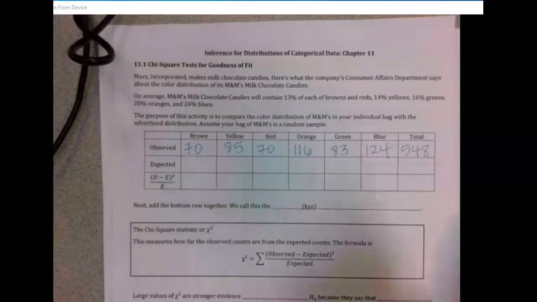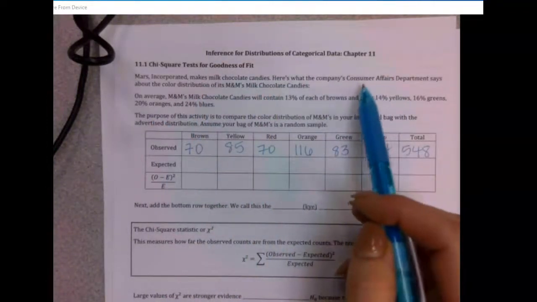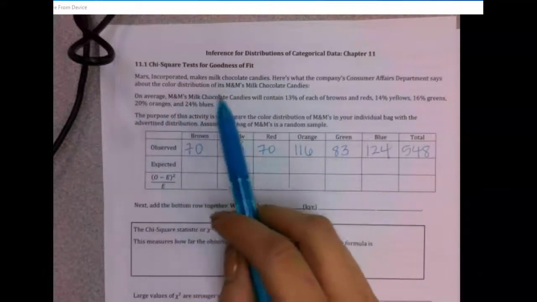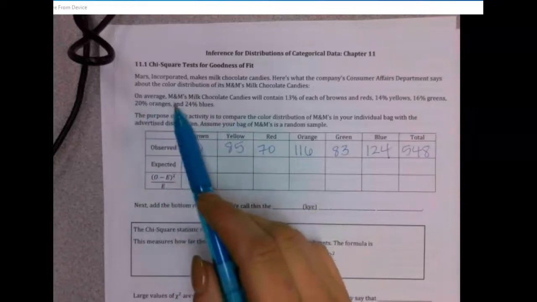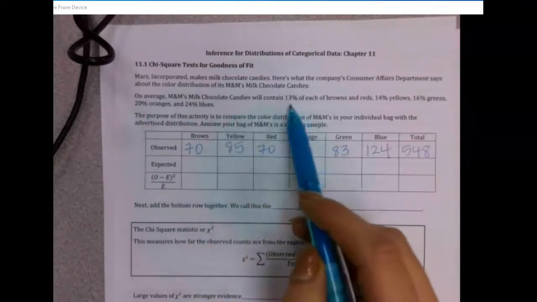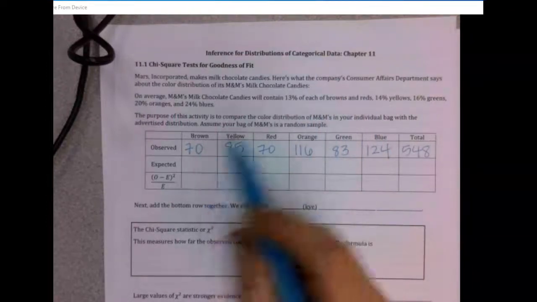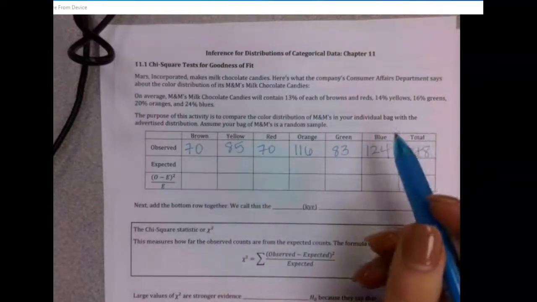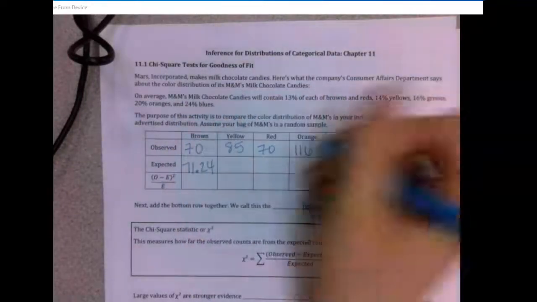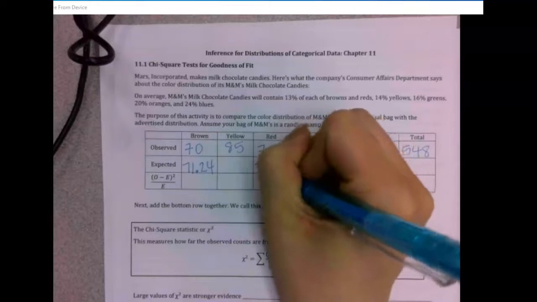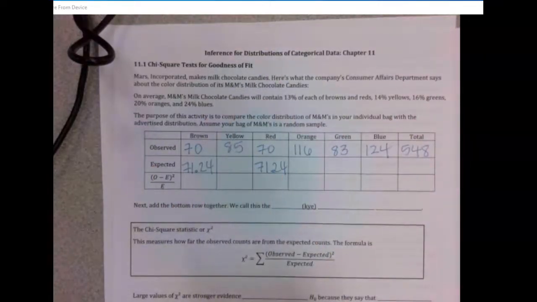Now, Mars Incorporated makes milk chocolate candies. Here's what the company's Consumer Affairs Department says about the color distribution of its M&Ms milk chocolate candies. On average, M&Ms milk chocolate candies will contain 13% of browns and reds. So if we found 13% out of the 548 would be our expected, we would expect to see 71.24 for both brown and red. And we found 70 and 70, so that's not too far off.